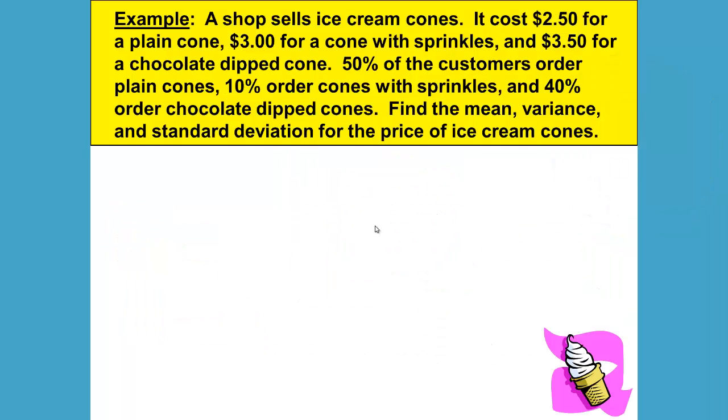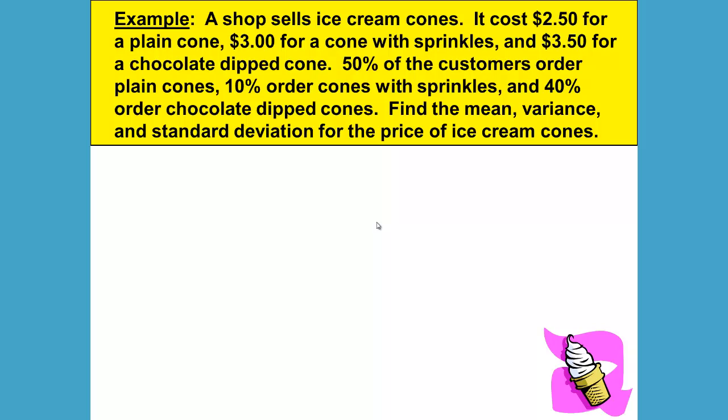And as always, let's start with an example. A shop sells ice cream cones. It costs $2.50 for a plain cone, $3 for a cone with sprinkles, and $3.50 for a chocolate-dipped cone. 50% of the customers order plain cones, 10% order cones with sprinkles, and 40% order chocolate-dipped cones. Find the mean, variance, and standard deviation for the price of ice cream cones.